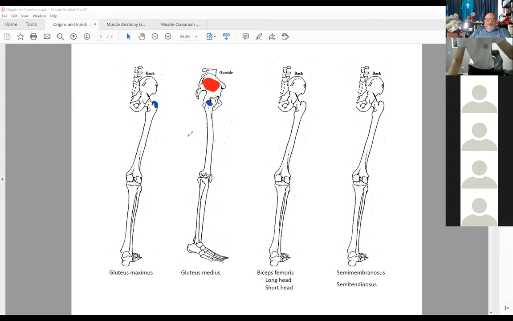I know these demonstrations get more awkward as we go lower on the body, but I appreciate you guys making the effort. See, I guess like kick like this.